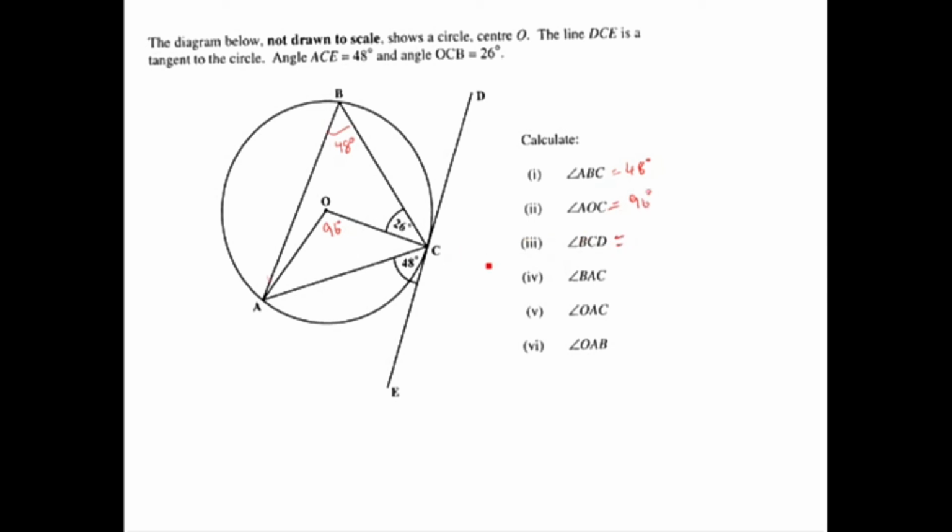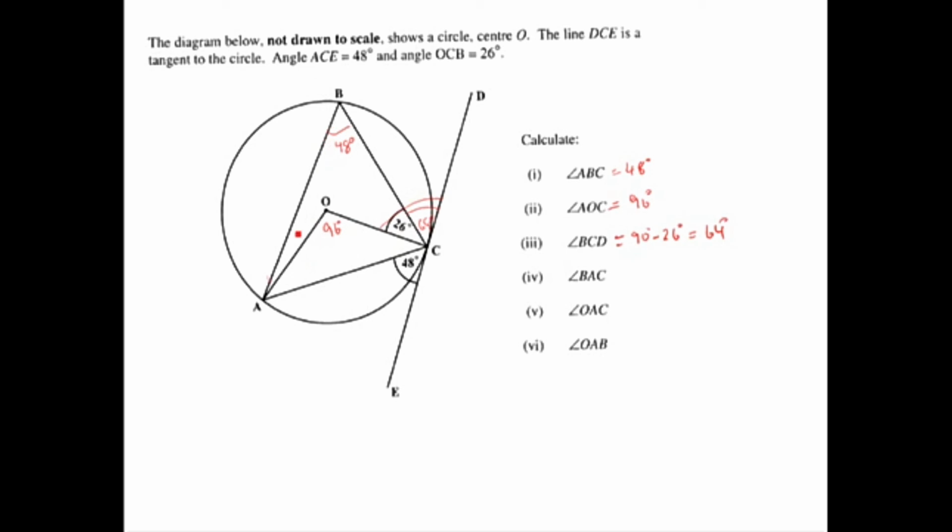And this one, BCD, B to C to D, this angle right here. Well, this entire angle is 90 degrees, angle between a radius and a tangent. So you have to state it. We have to give our reasons. So this is going to be 90 degrees minus 26 degrees, and that angle should be 64 degrees. The whole thing is 90. 64 plus 26 is 90.